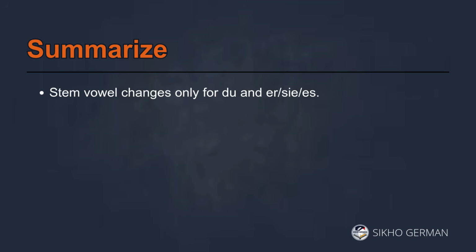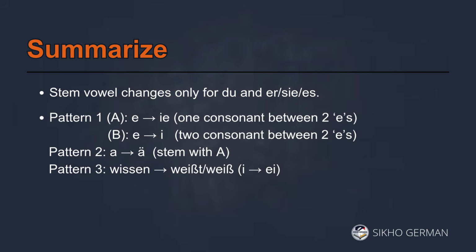Let me summarize everything you learned about irregular verbs today. First, irregular verbs change the stem vowel only for du and er/sie/es. Second, 3 main vowel change patterns. Pattern 1, stem contains e. Type A, 1 consonant between 2 e's, e becomes ie. Type B, 2 consonants between 2 e's, e becomes i. Pattern 2, stem contains a, a becomes ä. Pattern 3, stem contains i, usually stays i, no change. One exception, wissen, i to ei.